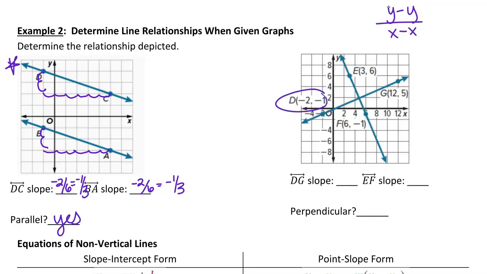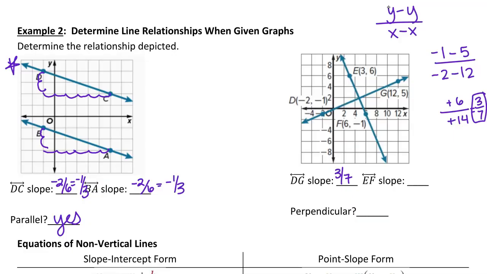So for DG, we're going to focus in on those points there, and we're going to look at the y values. So it's -1 and then -5. We always do subtraction in our equation here. And then on the bottom, we're going to do our x's, so -2 minus 12. So that is going to simplify to -6 over -14, which turns into a positive, and we can reduce that to 3 over 7. So 3/7 is our slope for DG.